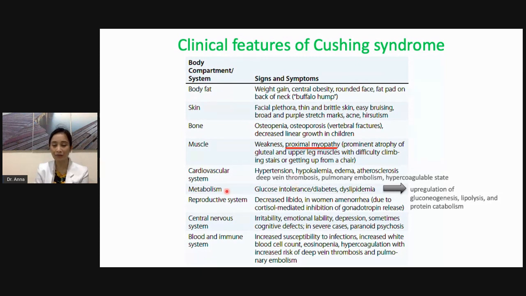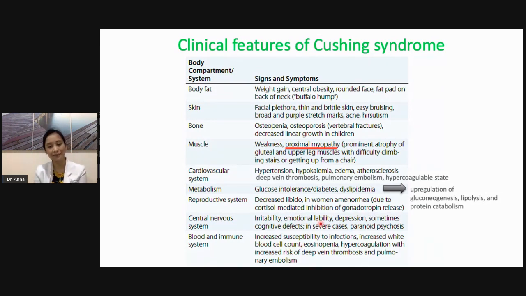Patients, because of the excessive cortisol, can have glucose intolerance and even secondary diabetes. No? And this is because of the upregulation of gluconeogenesis, lipolysis, as well as protein catabolism. So you can have both secondary hypertension and secondary diabetes. You can also have decreased libido in women. No? They can have amenorrhea. This is because of cortisol-mediated inhibition of your gonadotropin release.